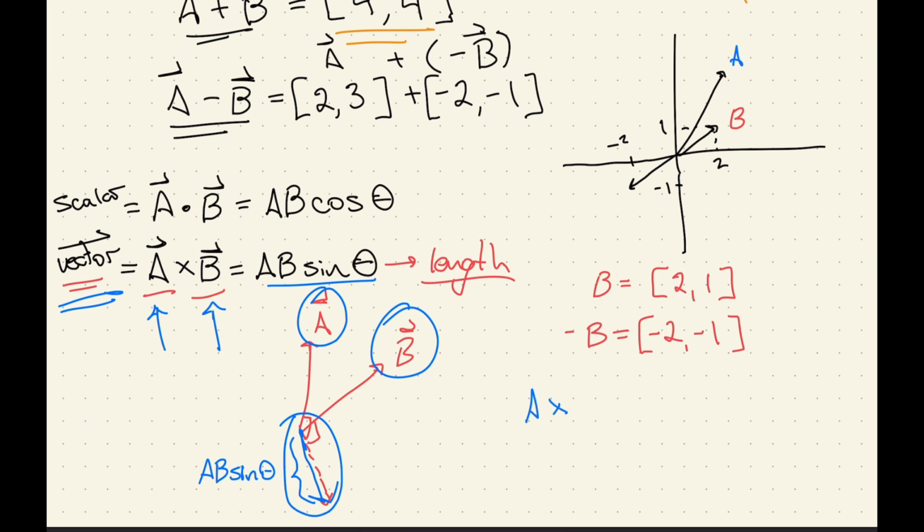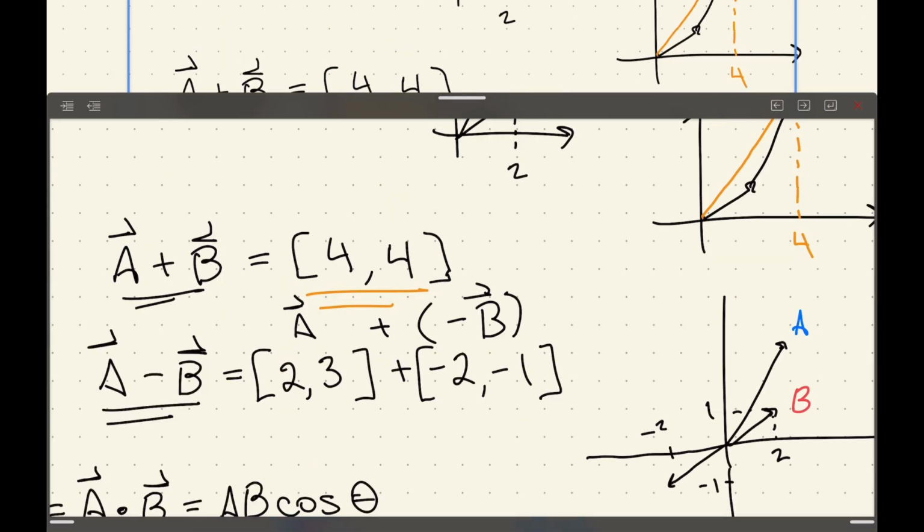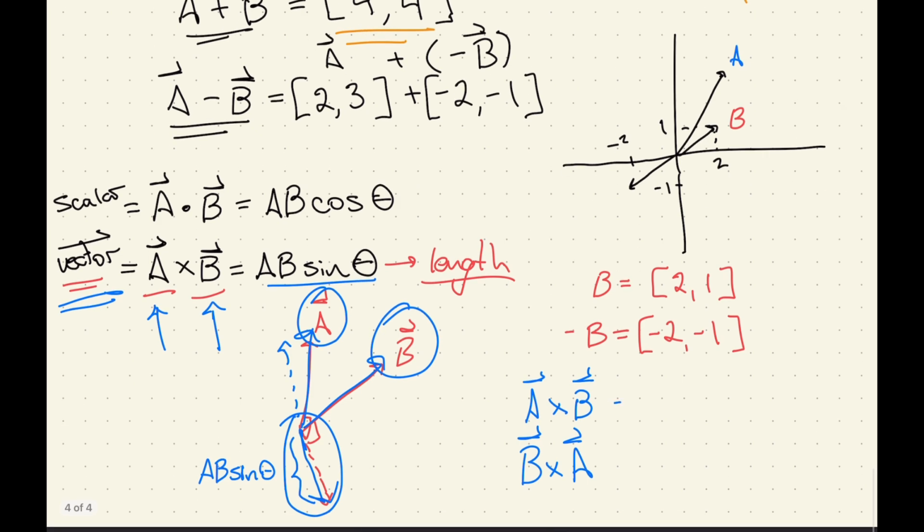If you do A cross B, you get this. But if you do B cross A, your thumb points in the direction of B, and your pointer finger points in the direction of A. So now your right palm is facing up, and the result you get is actually completely vertical, like this, 180 degrees from the original one. So what this tells you is A cross B is exactly equal to negative B cross A. When you flip these, you get a minus sign, which is very important to know.